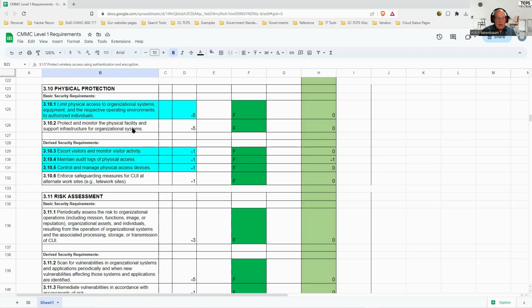Escort visitors and monitor what they're doing. That's more of a challenge at home for many folks, but some people have a dedicated office space where they can close the door and keep the rugrats out. Other people do not, so you've got to make sure that you keep unauthorized people off the system. Escort visitors, as I said, and maintain audit logs of visitors. That's really an interesting challenge when it comes to home. We haven't gotten any clarity there, but that's what's required.